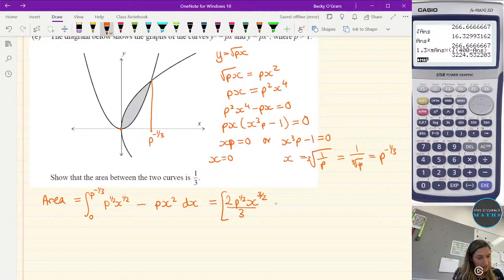And then subtract the next bit. We've got p is just a number, so it's only the x we're changing. Increase the power by 1, we get 3. Divide by the new power, which is 3. And the limits are 0 and p to the negative 1/3.